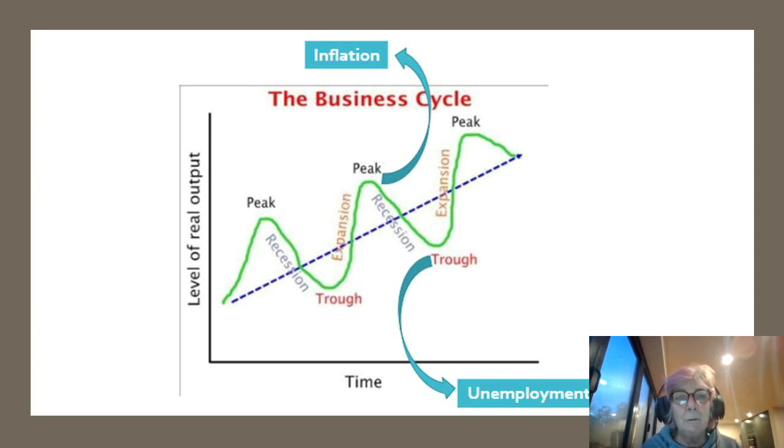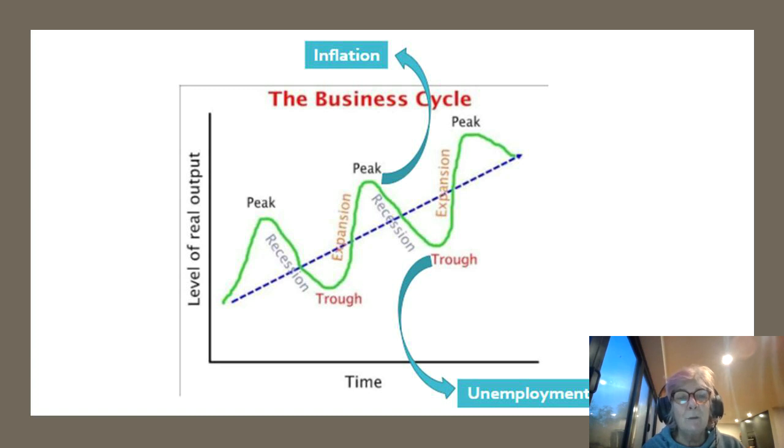Now that's not ideal because we've just said that governments have an objective for low inflation. Well, we know at the peak of the economic cycle, we tend to get higher inflation. We've also learned that governments have an objective for low unemployment. And we know that at the trough in the economic cycle, unemployment tends to rise.